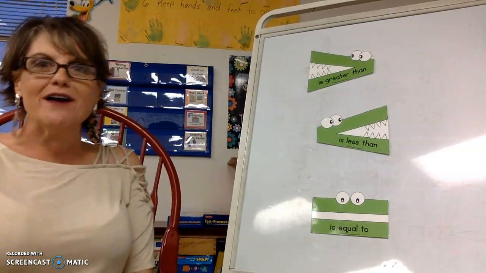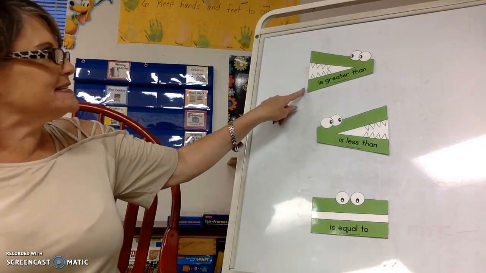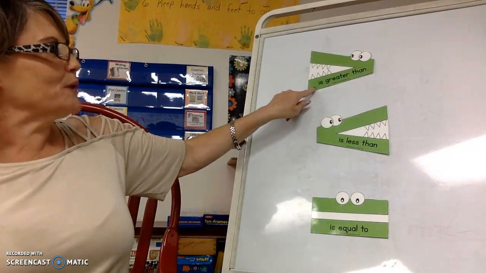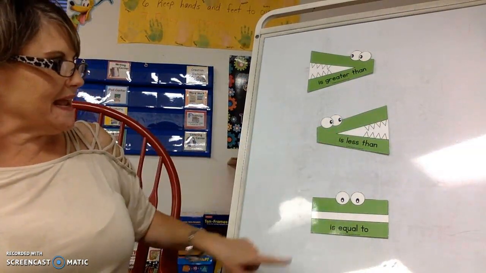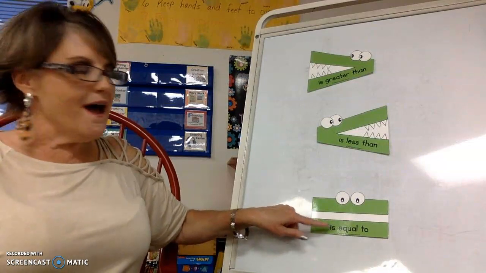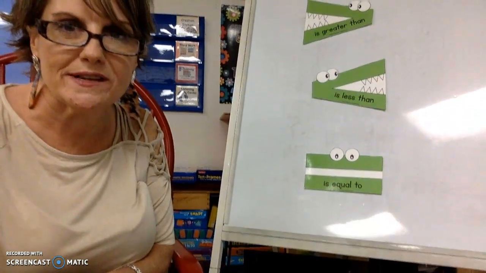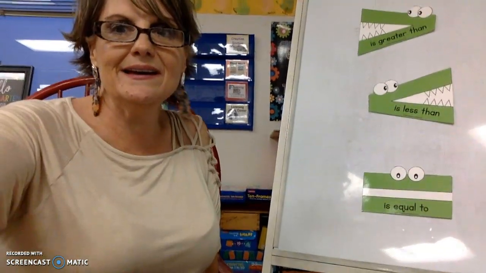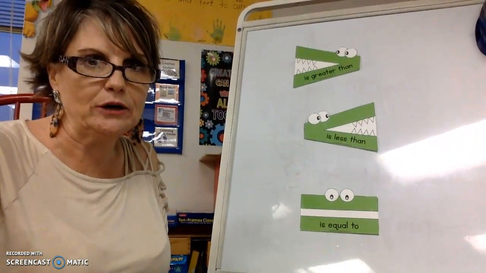Mrs. Hensley is going to talk to you about the signs. So this sign, the alligator is this way, and that is greater than, and the alligator chomping that way is less than, and this one you've already been introduced to before is equal to. Mrs. Hensley wants to talk to you about these signs. I'm trying to get that glare away, but it's going to be there.